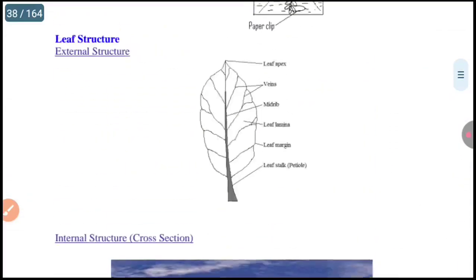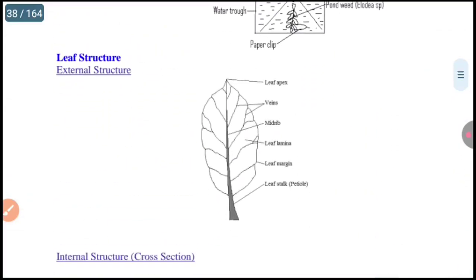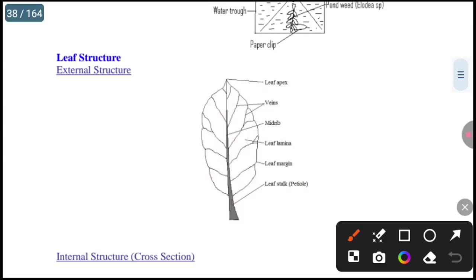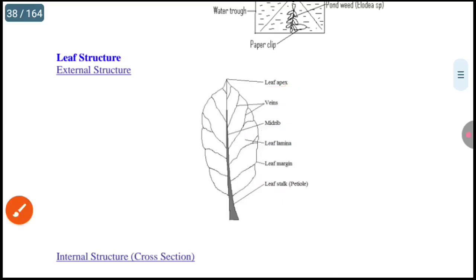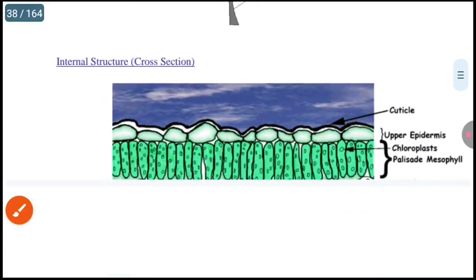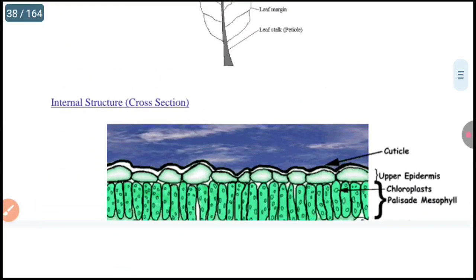So next we go to the leaf structure. The leaf has six main structures, which are the leaf apex, the tip. It has veins. It has a midrib, which looks like a stem of a leaf. We have the leaf lamina, the leaf margin, and the leaf stalk or petiole. Okay. Now we look at the cross-sectional structure of the leaf.